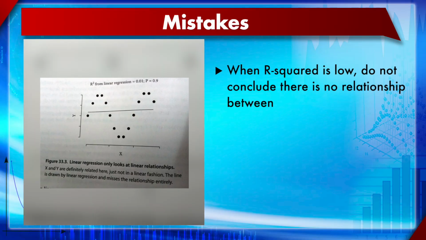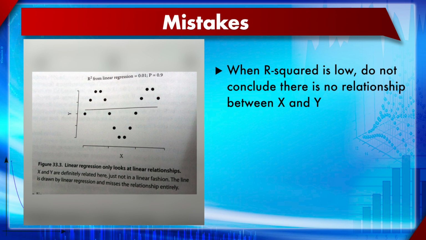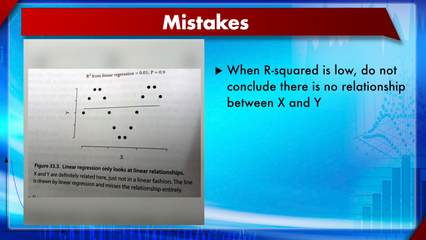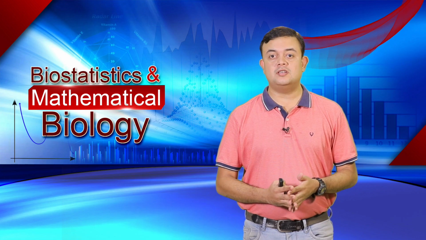When r squared is low, the inherent tendency is that we conclude that there is no relationship between x and y. That kind of conclusion is totally wrong. The only thing you can conclude is that there is no linear relationship between x and y.